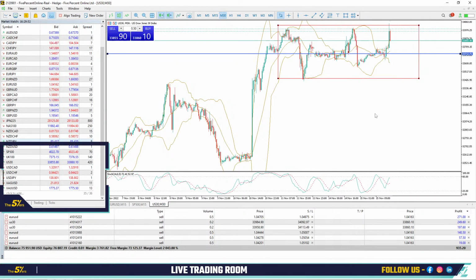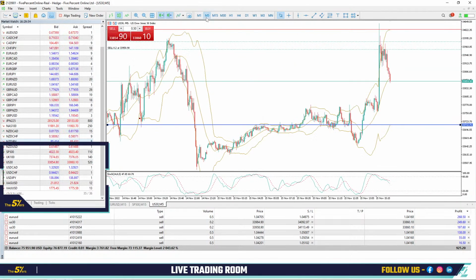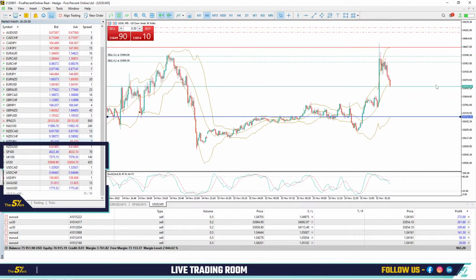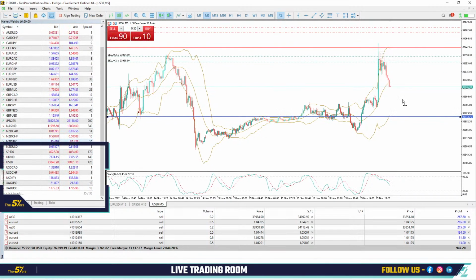But yeah, let's look at what's going on. We have the opening in 1 minute, so I would be very attentive to that, very cautious. I hope the market will not bounce, but we have here a nice reaction.